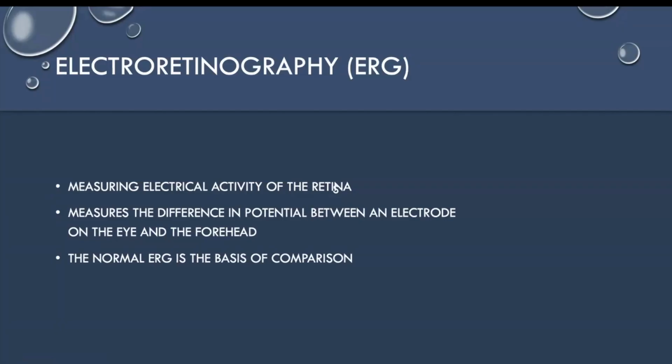And the normal ERG is what today's session is about, and the aim is essentially to try and explain what the normal ERG is and why it looks the way it does, so that you can then, when looking at different pathologies, understand why those ERGs look the way they do.